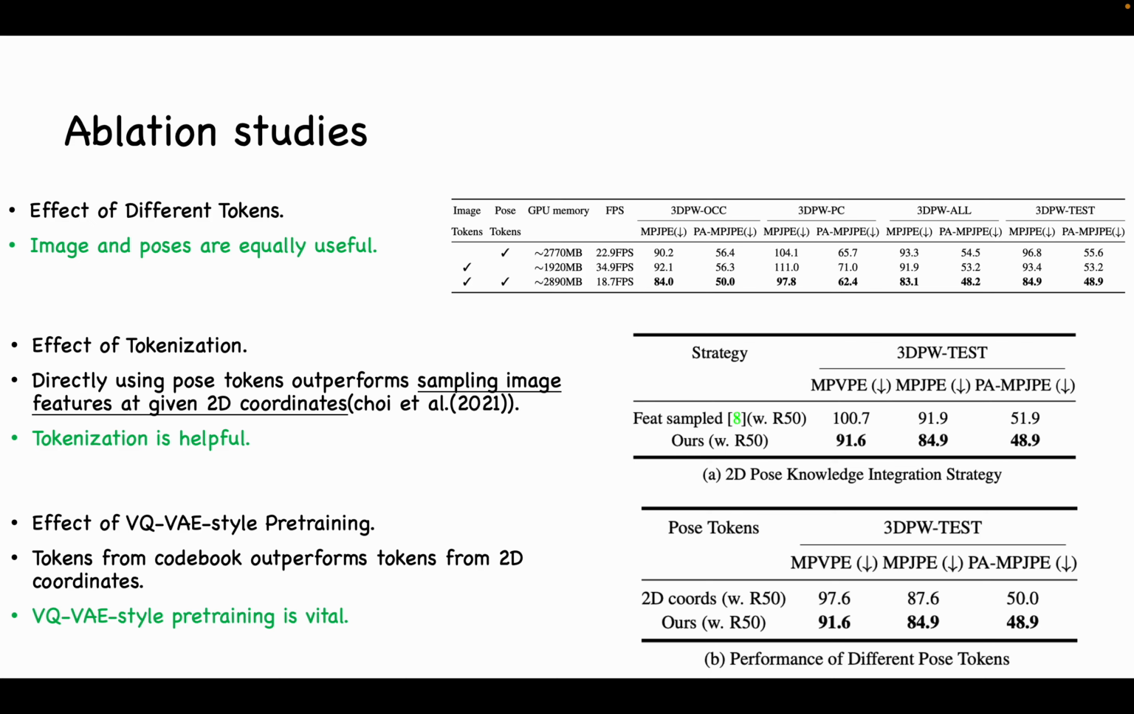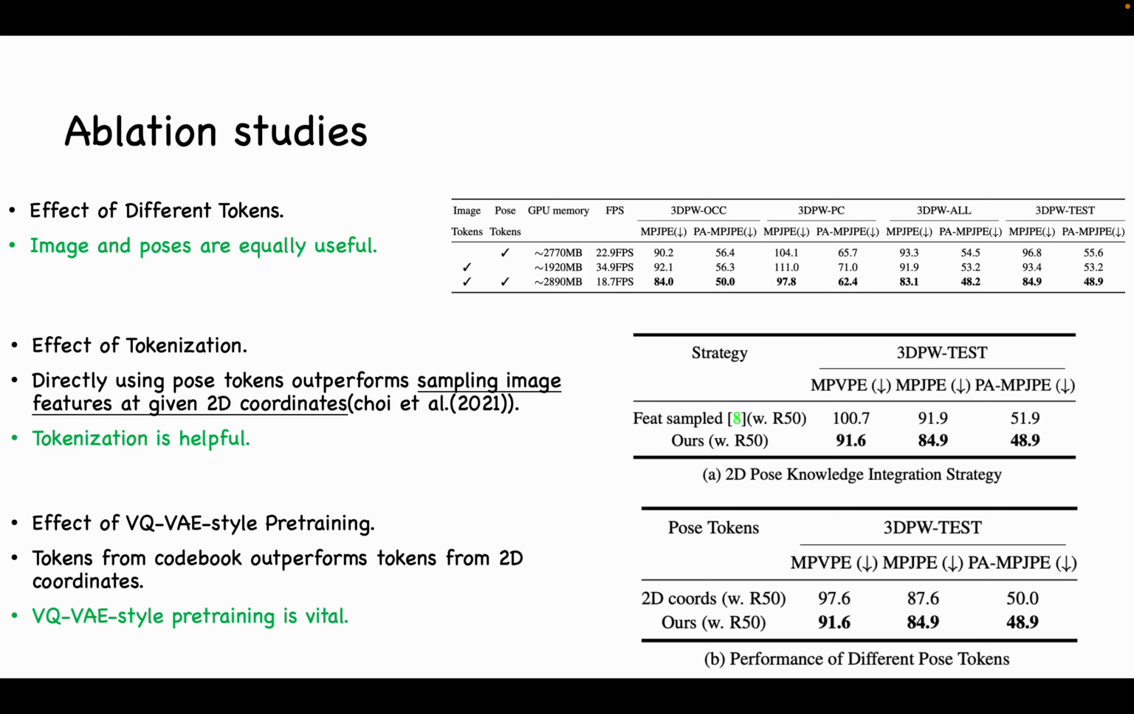In the second table, we verify the effect of tokenization. Here we follow 3D CrowdNet and sample image features from 2D joint locations. We replace pose tokens with these features for training, yet get inferior results, which can be attributed to the high-dimensional property of tokens, showing the effect of tokenization.